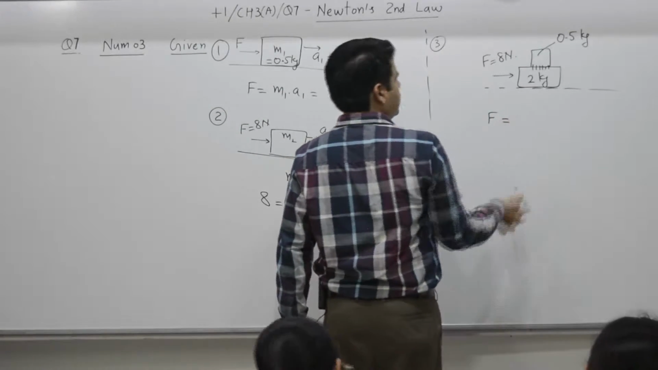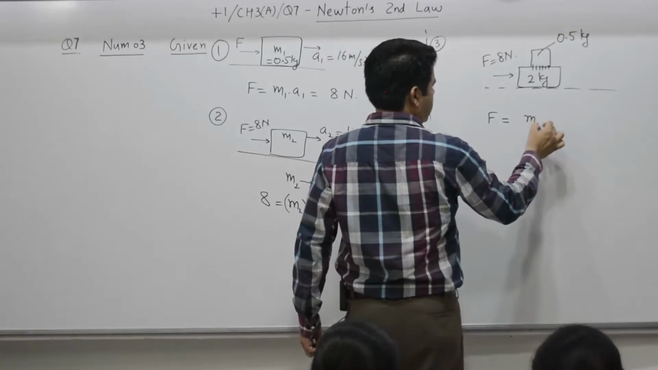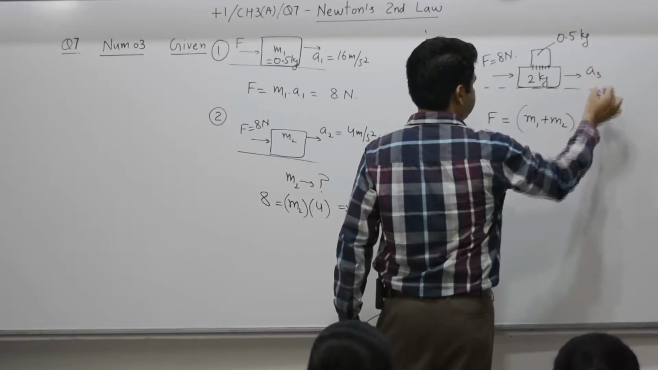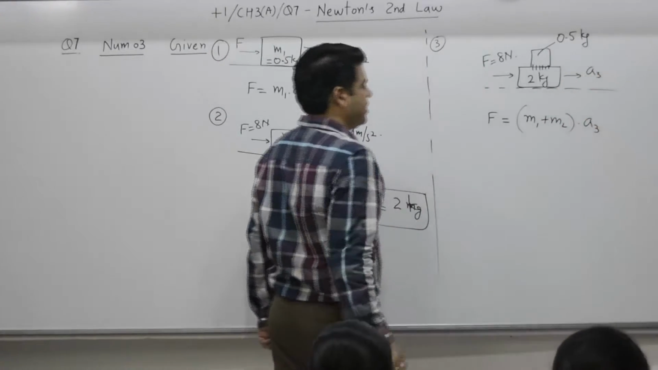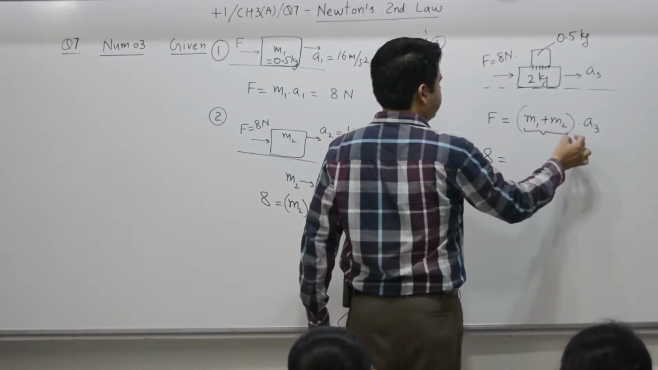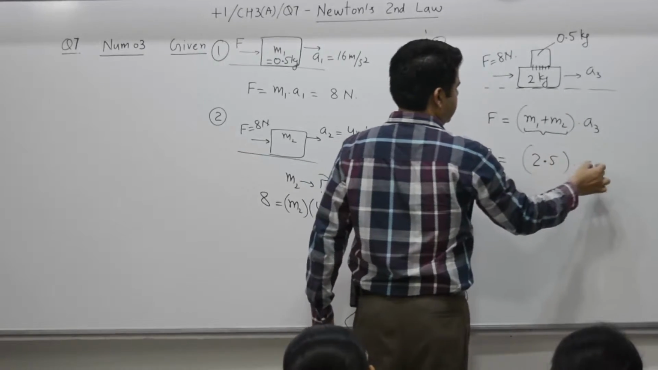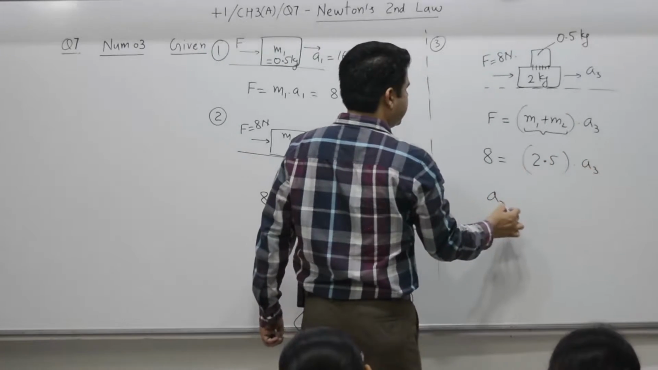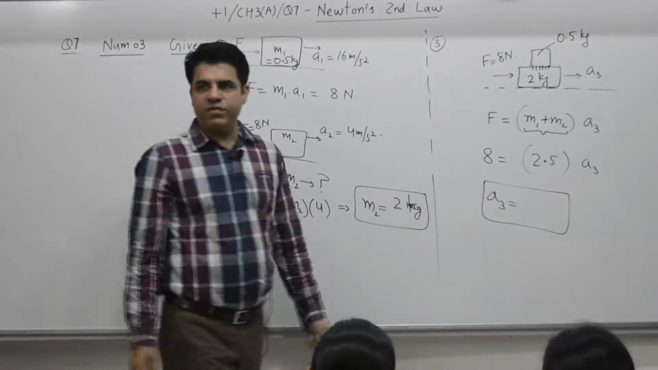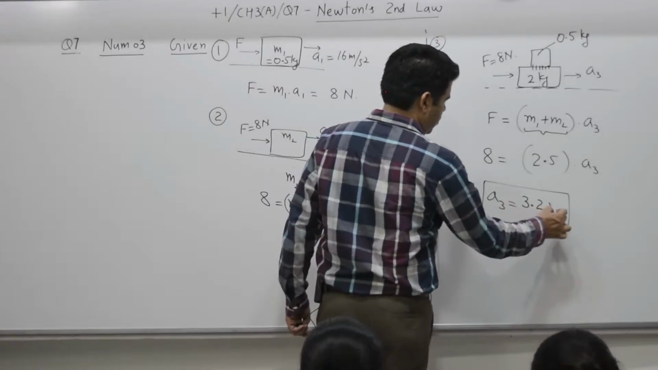F is equal to M1 plus M2 into A3, the third experiment acceleration. F is given as 8. M1 plus M2 combined together, 0.5 and 2 kg, is 2.5 kg. Find A3. 8 divided by 2.5, 3.2 meter per second square.